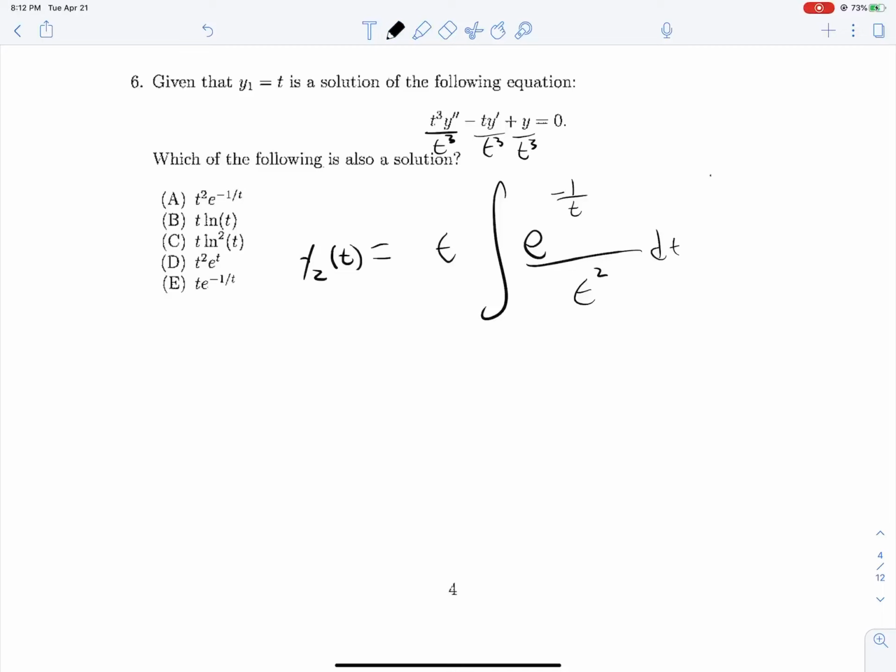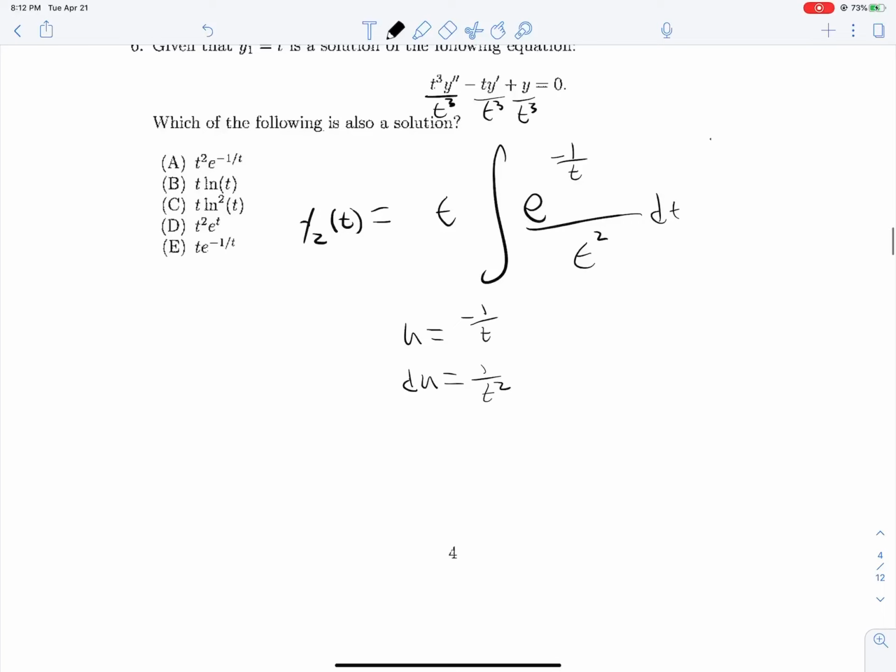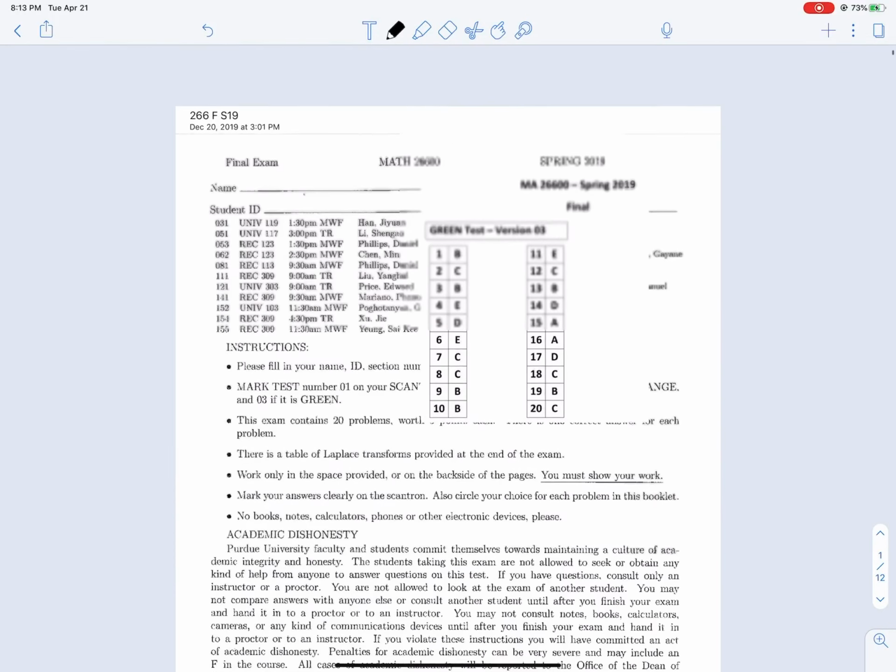Now computing this integral is a little bit hard to see as u substitutions go, but if we set u equal to negative 1 over t, du is 1 over t squared, so we can say that this is t times the integral of e to the u du, or we just get y2 as t e to the negative 1 over t. So E is our answer for 6.